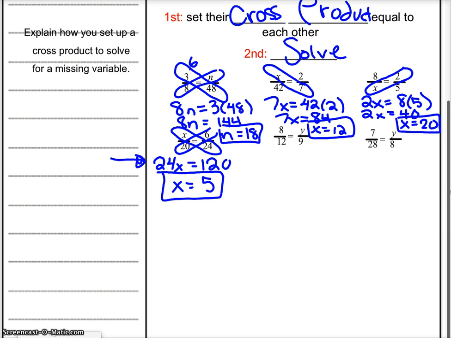Okay, and now this is where the cross product's more important. Can you times 9 by something to get to 12? No. So that's where it's like, what would I do there? Well, you could simplify this and then see if it works. Or just find one main strategy to always use, which is the cross product.